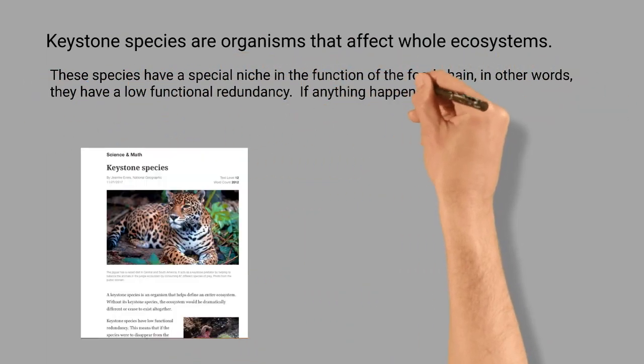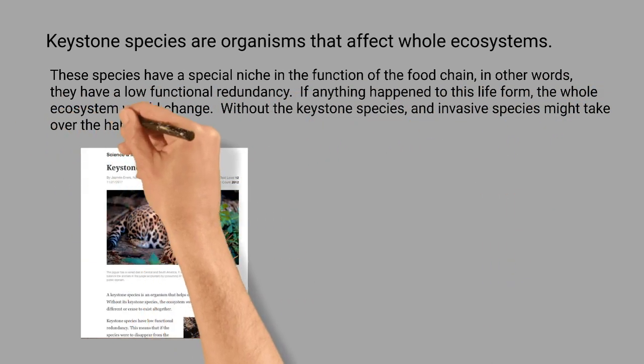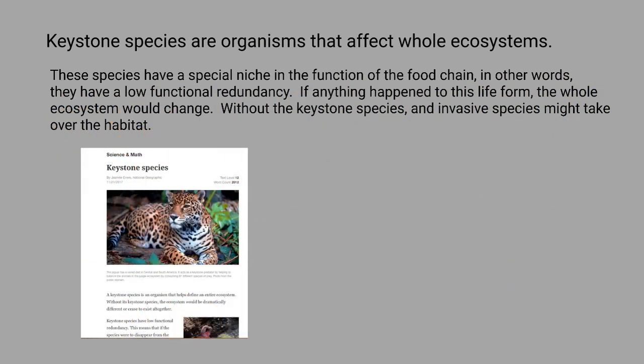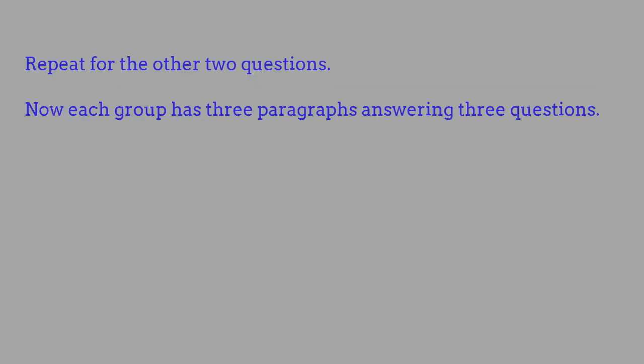If they need to look back at the article, only one person may be the passage peeker, meaning that person finds the word in the text and reads aloud to the other group members the passage where it appears. To avoid plagiarism, the entire group may not read or copy from the article. They repeat the process with the other 2 questions. Now they have 3 paragraphs to answer 3 questions.